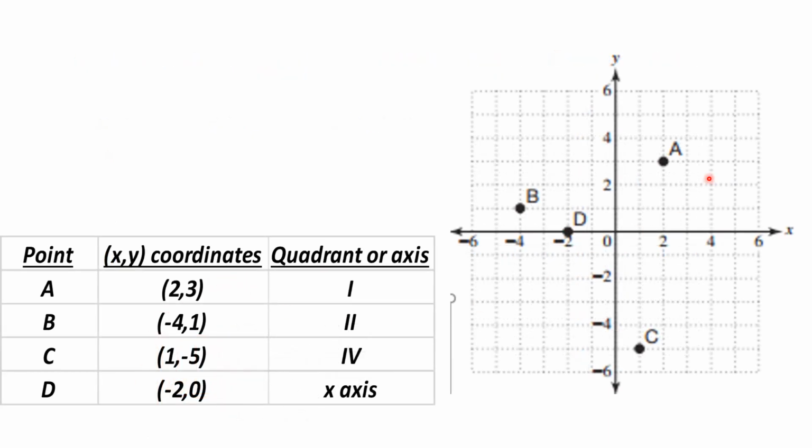Okay, so (2, 3) is in the first quadrant, (-4, 1) is in the second quadrant, (1, -5) is in the fourth quadrant, and (-2, 0) is on the x-axis.